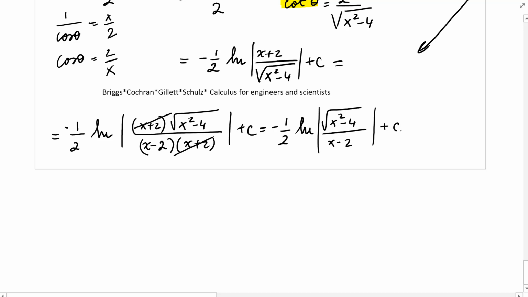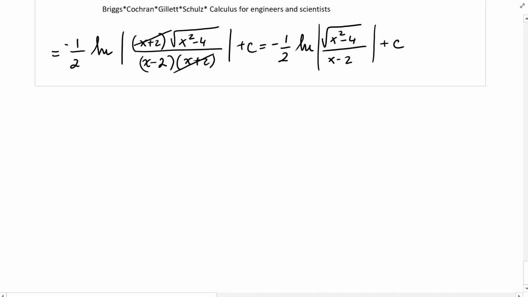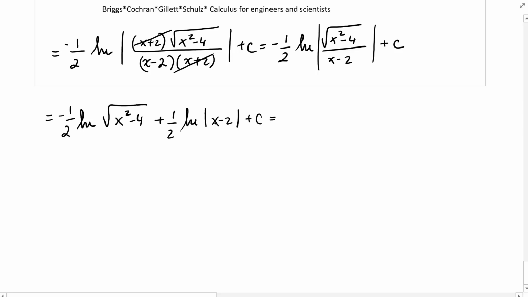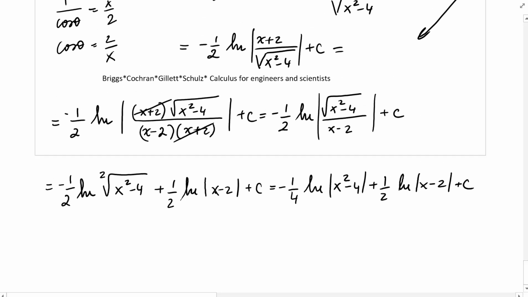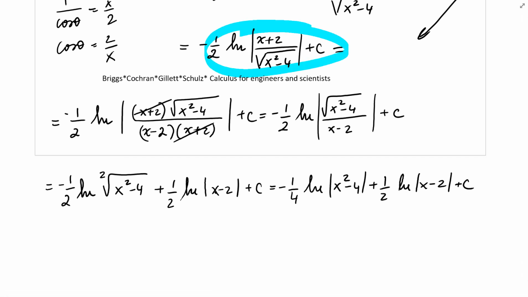We can simplify even more, write -1/2 ln of square root of x squared minus 4 plus 1/2 ln of x minus 2. I'll put the absolute value, plus c. This half from here comes in front, so it's -1/4 ln of x squared minus 4 plus 1/2 ln of x minus 2. And we can do all kinds of things. I would say if we stop here, we should be fine.